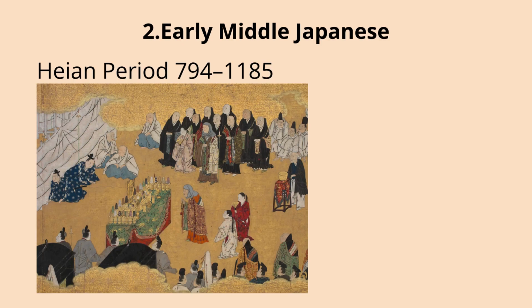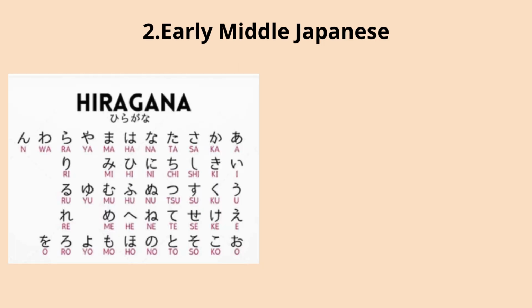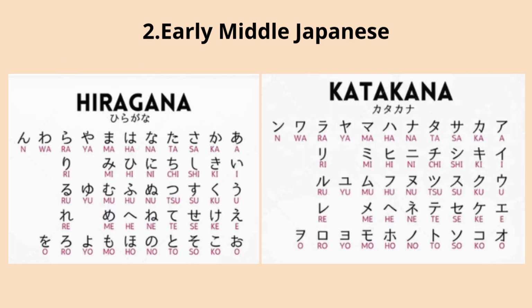This was a peaceful time of fancy court life, strong rule, and great art. The court focused on developing its own culture, though it still borrowed some things from China. The biggest change for the language was the creation of Japan's two phonetic writing systems, hiragana and katakana. Both contain the word kana, so they are called kana. These were made by simplifying Chinese characters.